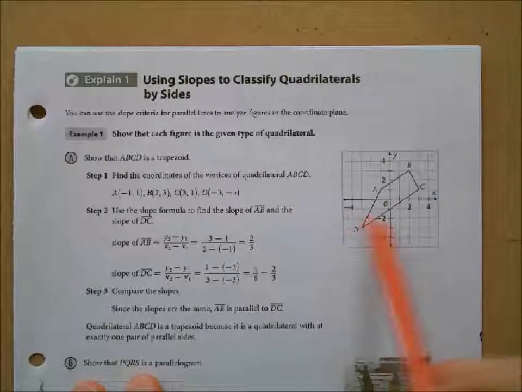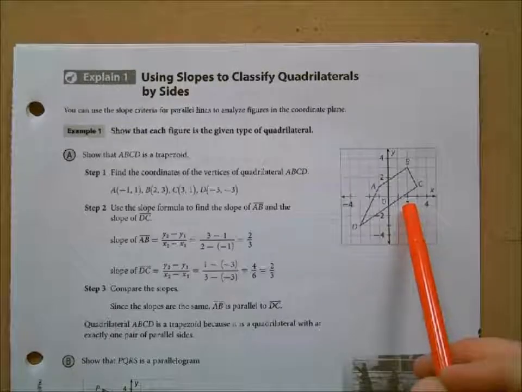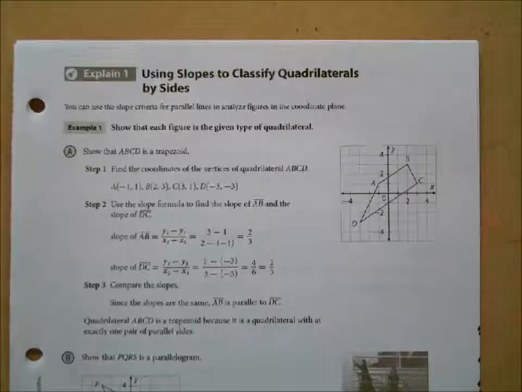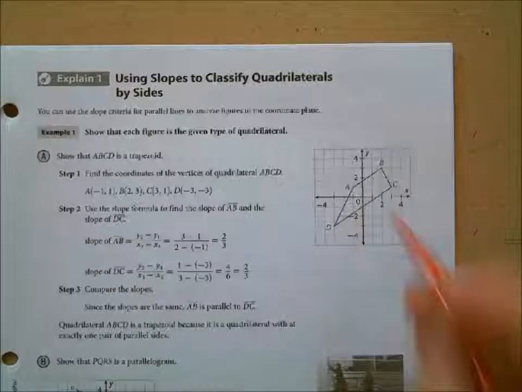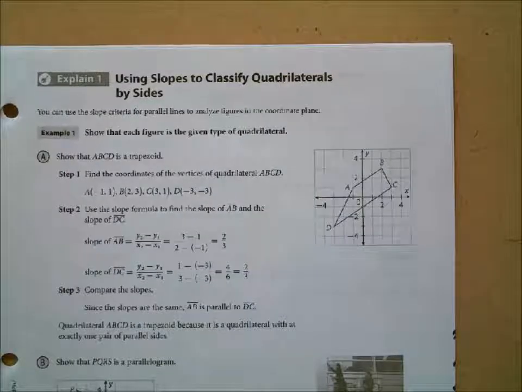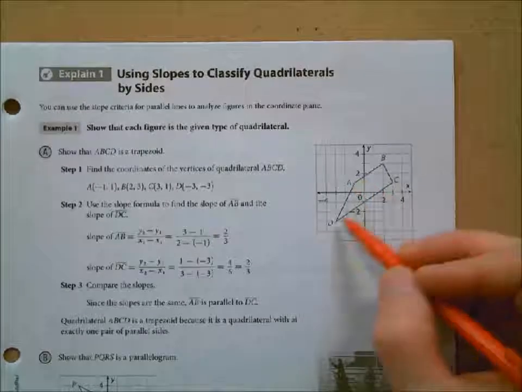So looking at our picture here, and this is not all of the work, but you can at least do this kind of preparation. We look at this and we say, does it look like this shape maybe has one pair of parallel sides? It does. What sides look like they're going to be parallel here? AB and DC. It looks like they are going to be parallel. Since we're in the coordinate plane, how can we show for sure that AB and DC are parallel?